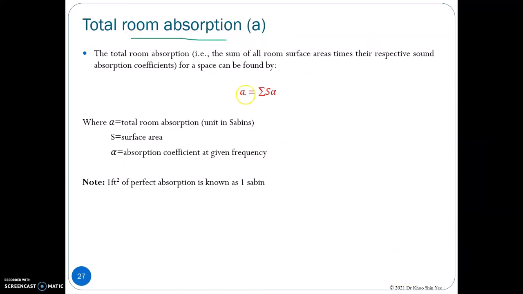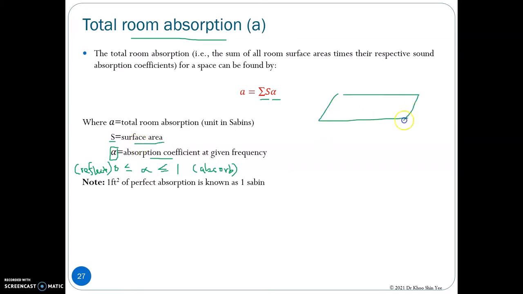The total room absorption A is equal to the summation of S multiplied with alpha, where we have learned alpha previously. Alpha is the sound absorption coefficient at a given frequency. The range for alpha is from 0 to 1. If alpha is close to 1, we say the material has high absorption of the sound energy. If alpha is closer to 0, then the material is poor in absorption but good in reflection. S is simply the surface area.